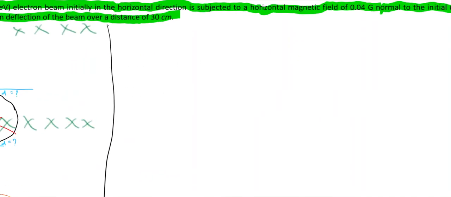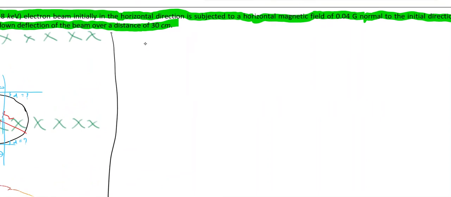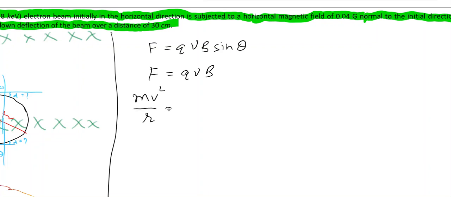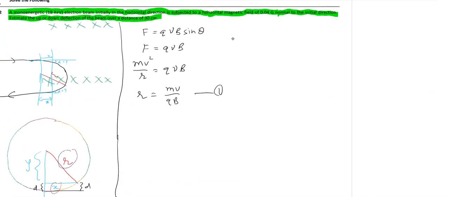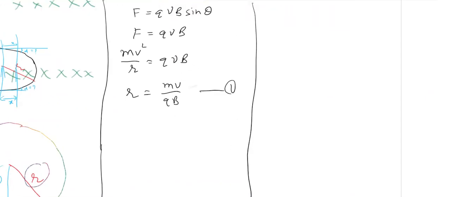How to find out r? We know that for a particle moving in a magnetic field, F is equal to QVB sine theta. In this case, the two are perpendicular, and hence theta is 90, sine 90 is 1. So it is QVB. And as it is tracing a circular path, it has to be mv square by r is equal to QVB. So I can say that r is equal to mv by QB. Let it be equation 1.